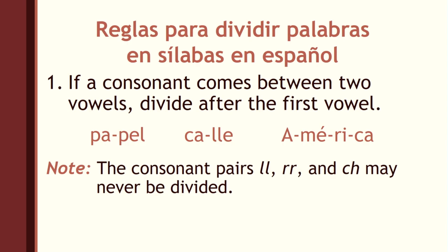See, you could never divide between those two L's. Okay, here we have ella. Never divide between the two L's. Carro. Never divide between the two R's. And then muchacha. See, never divide between the C and the H. So you take that pair as one consonant. So double L, double R, and then the che.